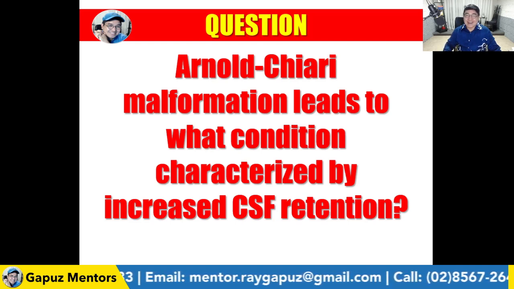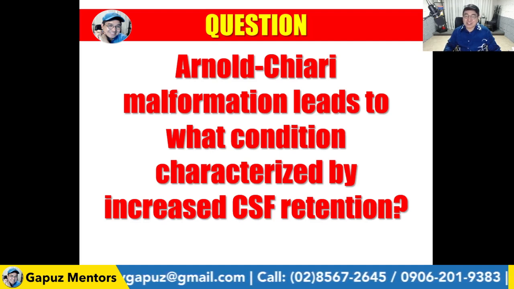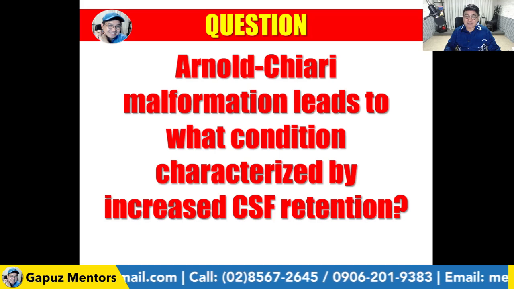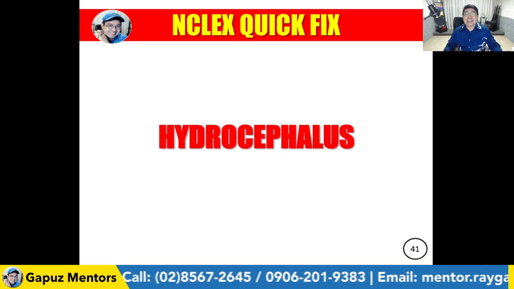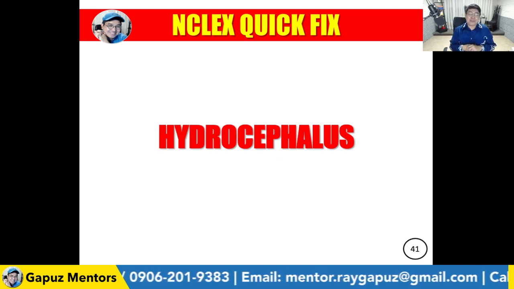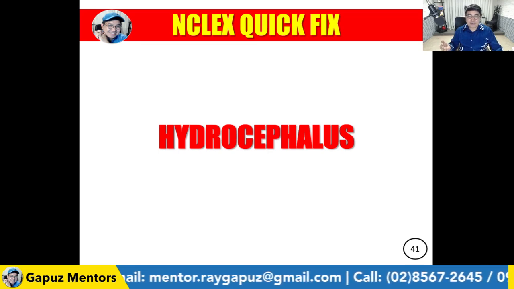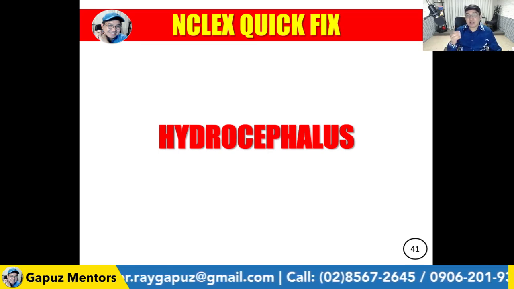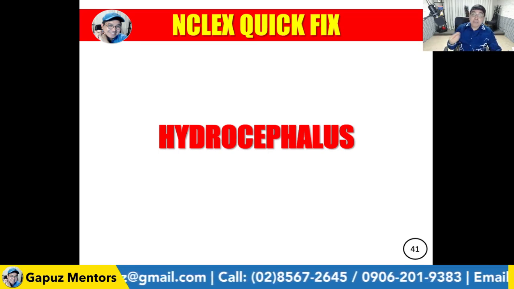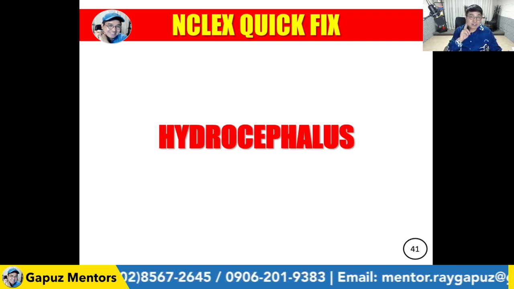Here's the answer. Arnold-Chiari malformation, or simply Chiari malformation, leads to what condition characterized by increased cerebrospinal fluid retention? The answer is hydrocephalus. So what's the main problem in hydrocephalus? You have accumulation of CSF, and hydrocephalus could sometimes come with neural tube defects. Remember, clients with neural tube defects like meningocele are at risk for latex allergy. Pay particular attention to that concept.